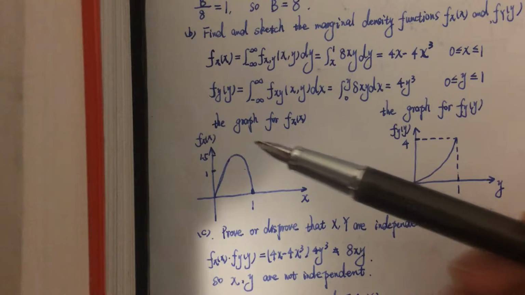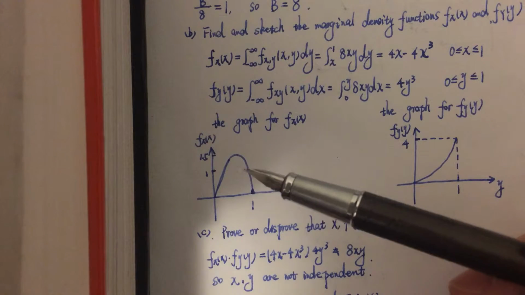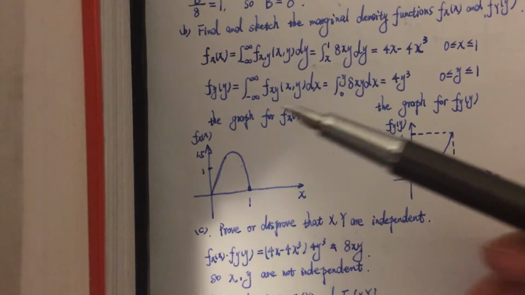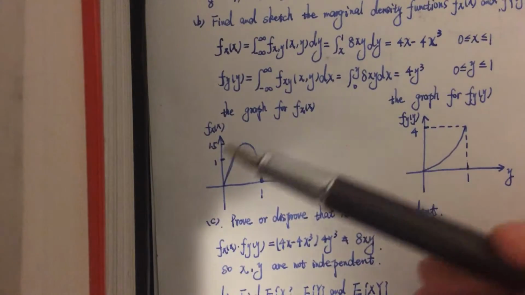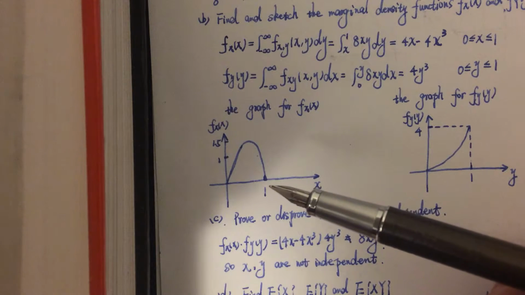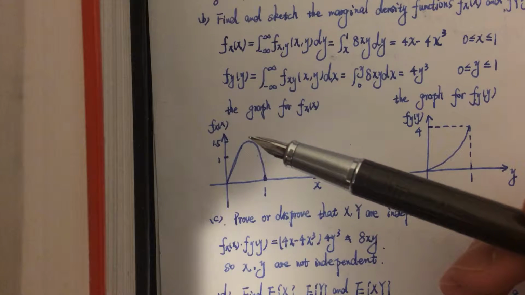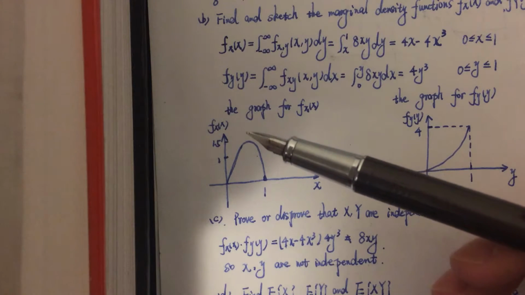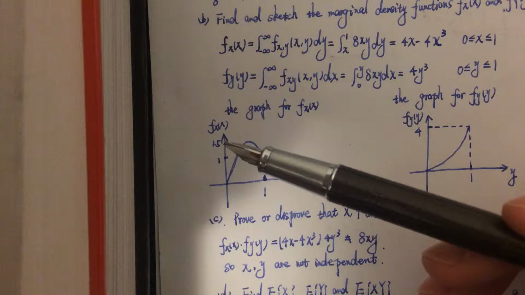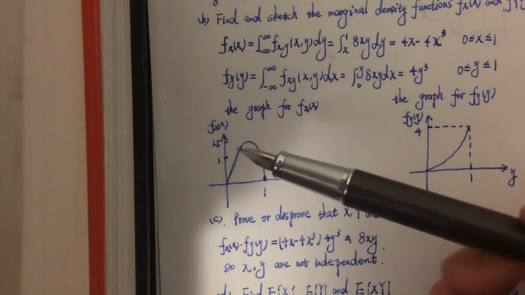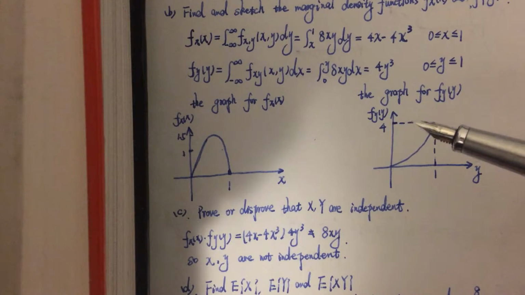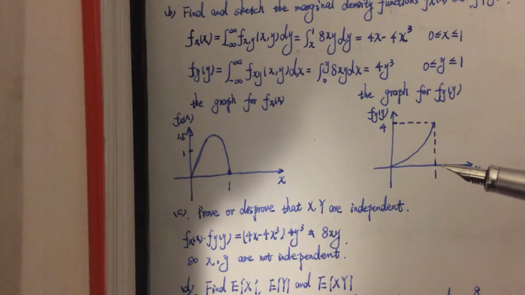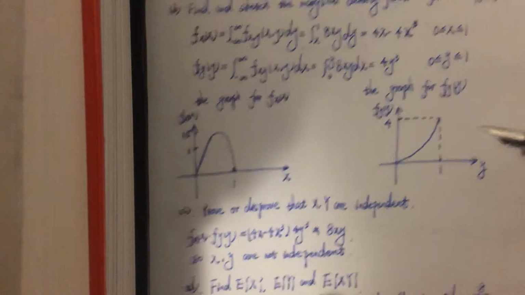Next, let's sketch the graph for fX of x and fY of y. For fX of x, the graph is just like this, and there's 1, and the peak value of fX of x is nearly equal to 1.5. And for fY of y, the graph is just like this. There's 1, there's 4.